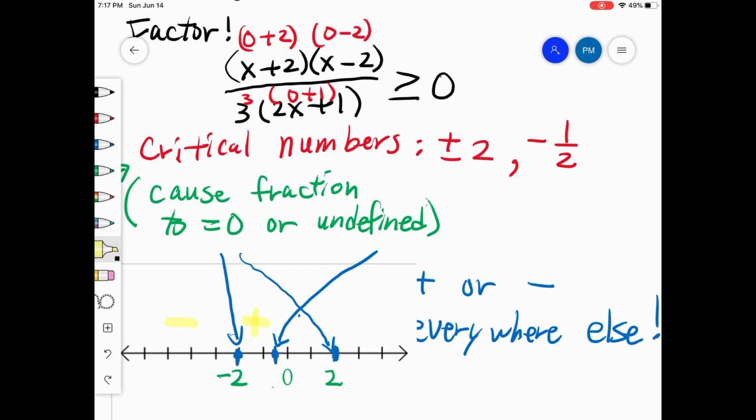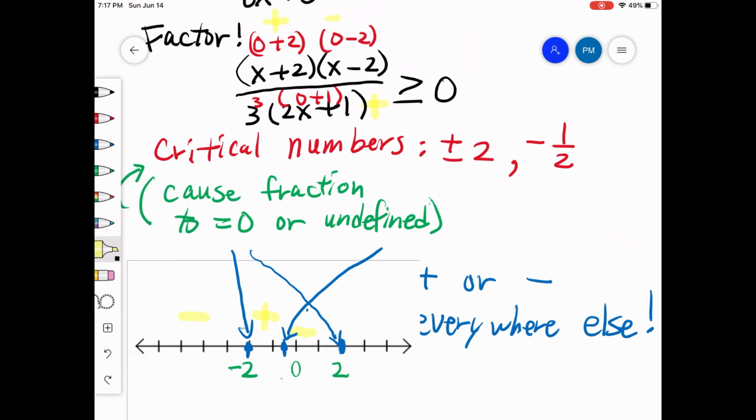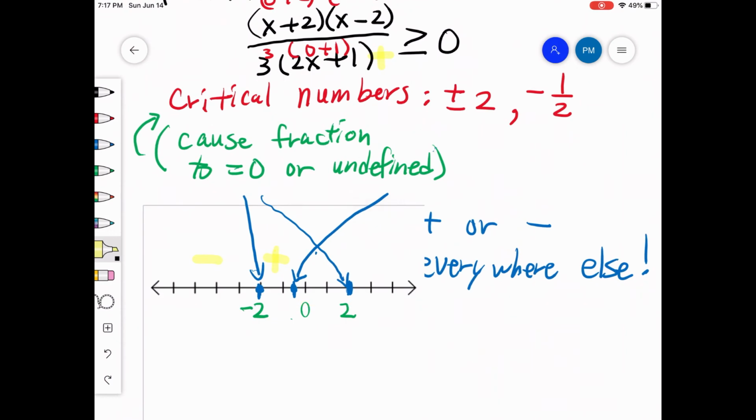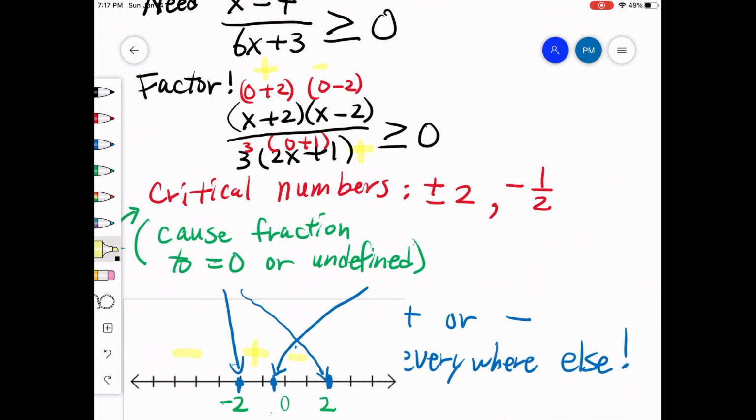You have positive for the first factor, a negative for the second factor, and on the bottom factor, you have basically another positive. So positive times negative divided by positive should be overall negative. And that's why I'm marking the number line there as negative sign. Okay, and of course the last piece is from 2 all the way up to positive infinity.